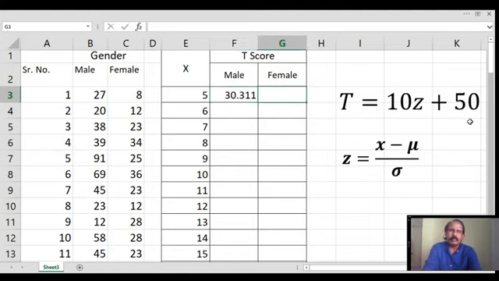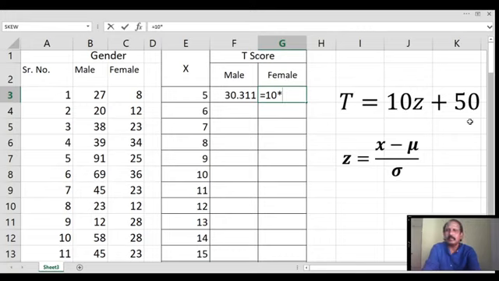In the same way, we will find the T-score for female in terms of X equals 5. For that, again we start with an equal sign, then we write 10, and 10Z means 10 is to be multiplied by Z. For multiplication, we put an asterisk sign. Then for Z, we have to use X minus mu upon sigma, but here X will be the same, that is 5.